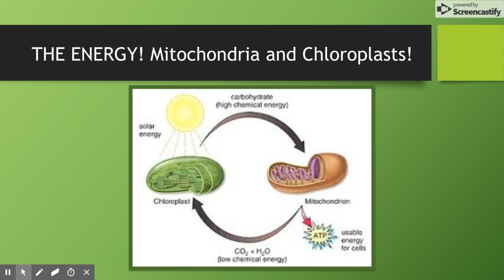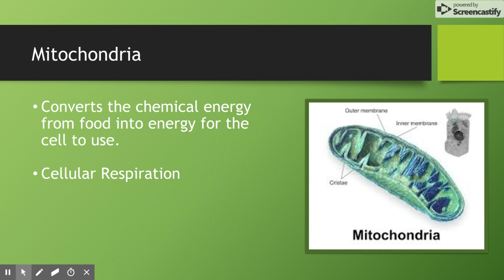So all cells need energy. All factories need some sort of energy in order to actually produce their materials. And so the two organelles that are going to do that are mitochondria and chloroplasts. So we're going to start off talking about mitochondria.